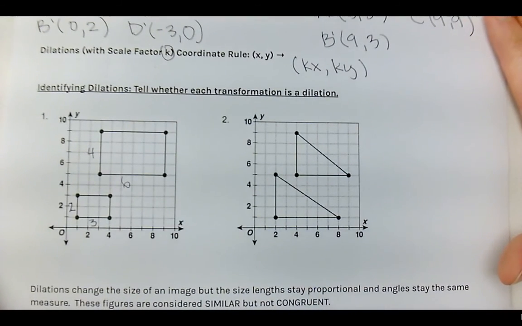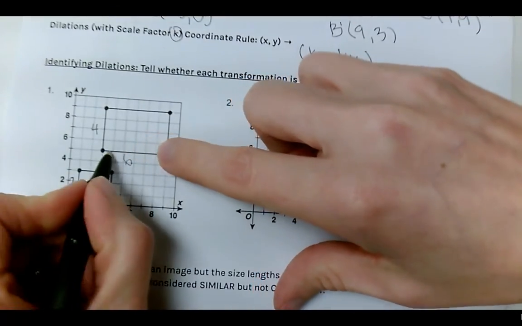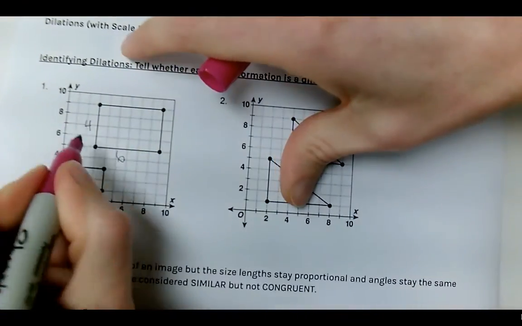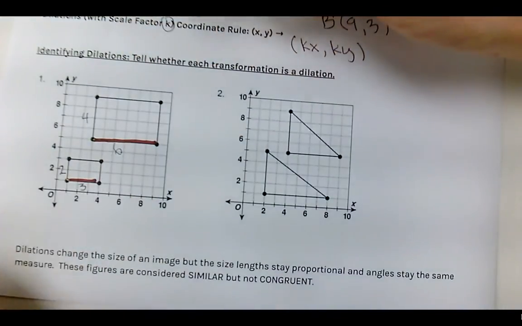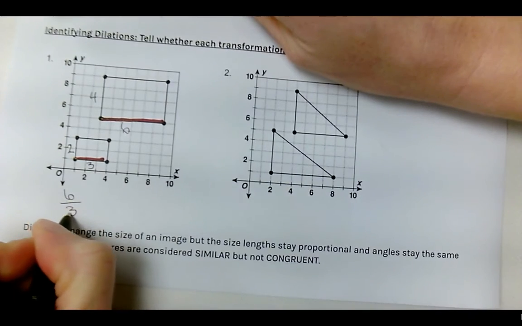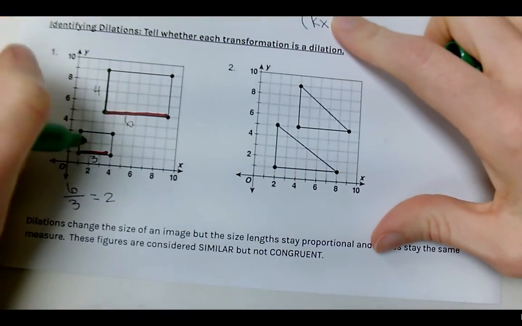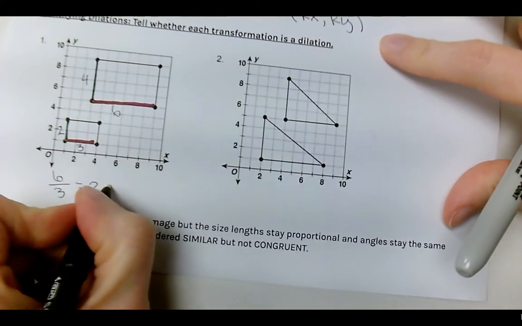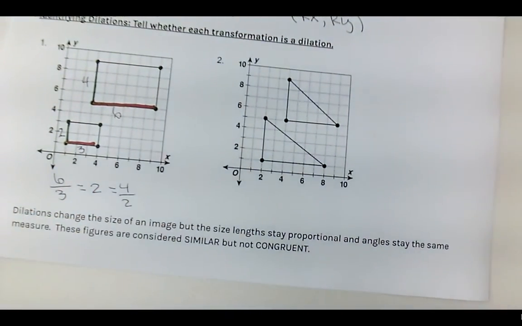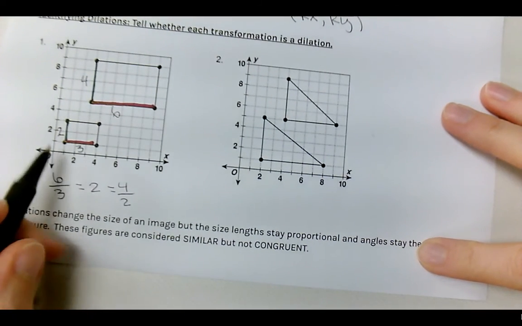So the ratio of these side lengths should be the same. So if I took my larger side lengths, let's color coordinate this a little bit. If I compared these two, I can tell that's twice as big because 6 divided by 3 is 2. And so when I look at my other one, I can also tell that it has been multiplied by 2 because 4 divided by 2 is 2. So it is a dilation because these ratios are the same and the same scale factor was applied to all of the sides.